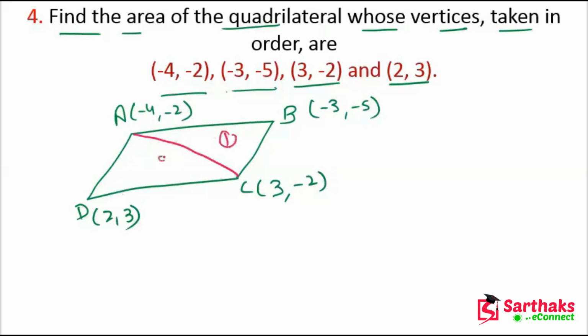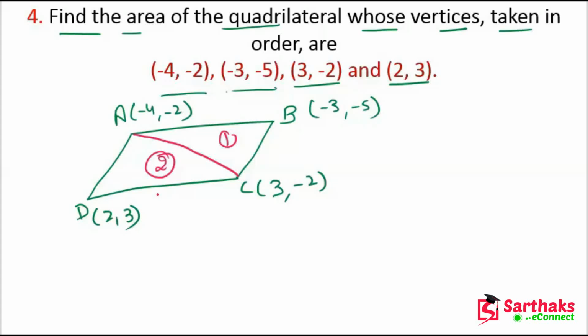Now by drawing the diagonal A to C, this quadrilateral is divided into two parts, triangle 1 and triangle 2, meaning triangle ABC and triangle ADC. Now we know that if we have the vertices of a triangle, then we can easily find its area. So we have to find the area of these two triangles and add them so that we can find the area of this quadrilateral.